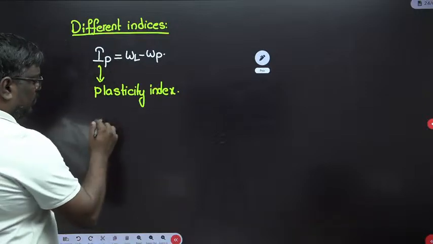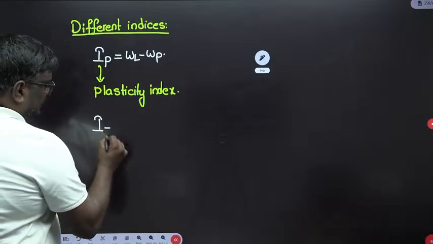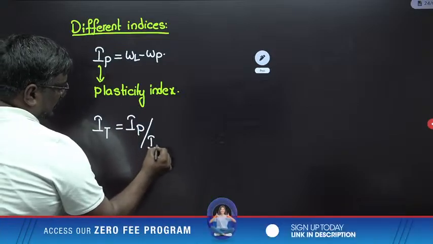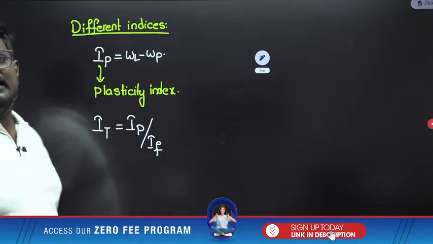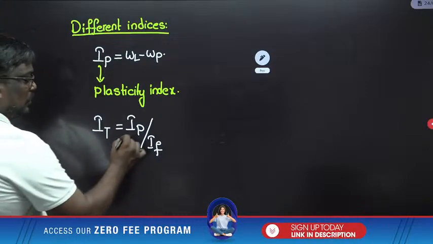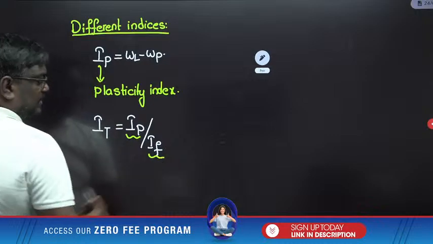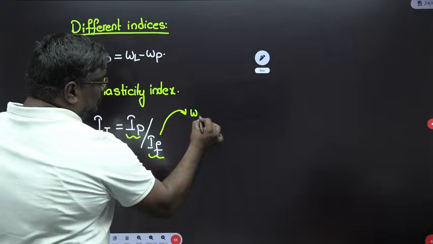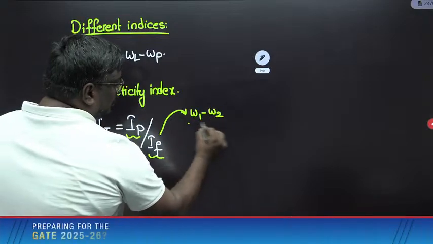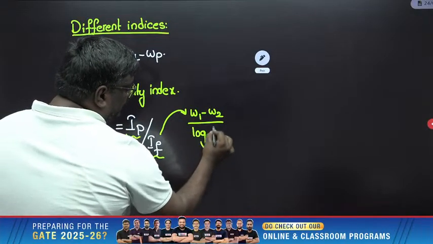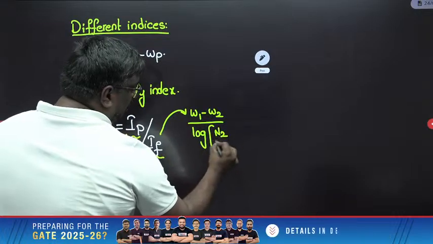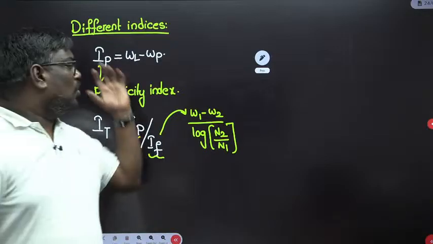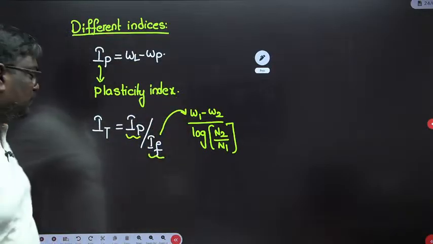Similarly, if I talk about the toughness index, it is nothing but IP by IF. I told you what IF is: the flow index. So IF is the flow index and IP is the plasticity index. I told you IF comes from the flow curve: W1 minus W2 upon log of N2 by N1. This is the formula used for the toughness index. How hard is the soil? All these indices will help you to classify the soil.